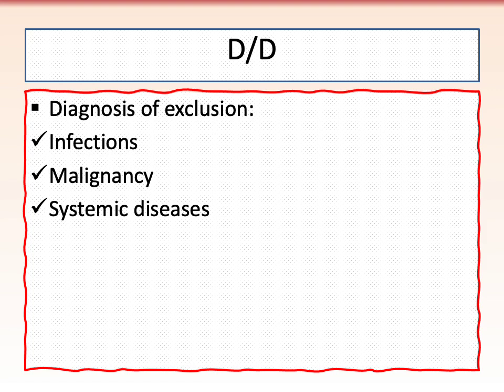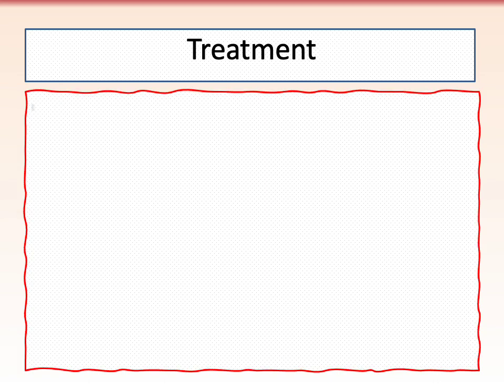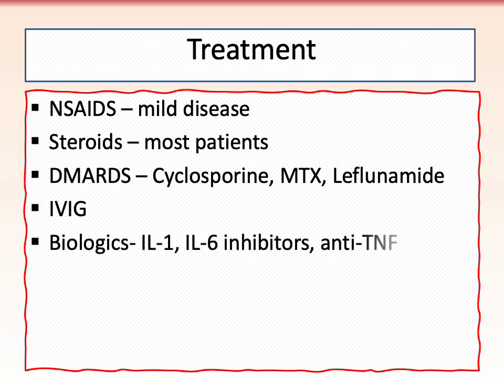Adult onset Still's disease is diagnosed by excluding infection, malignancy, and other systemic disorder. Patients with mild disease may respond to NSAIDs alone, but most of them require at least a low dose of glucocorticoid for better control. Patients with moderate disease require DMARDs, and patients with severe disease having life-threatening organ involvement require intravenous immunoglobulin, IV methylprednisolone, and biologic such as IL-1 inhibitor, anakinra, IL-6 inhibitor, tocilizumab, or anti-TNF.